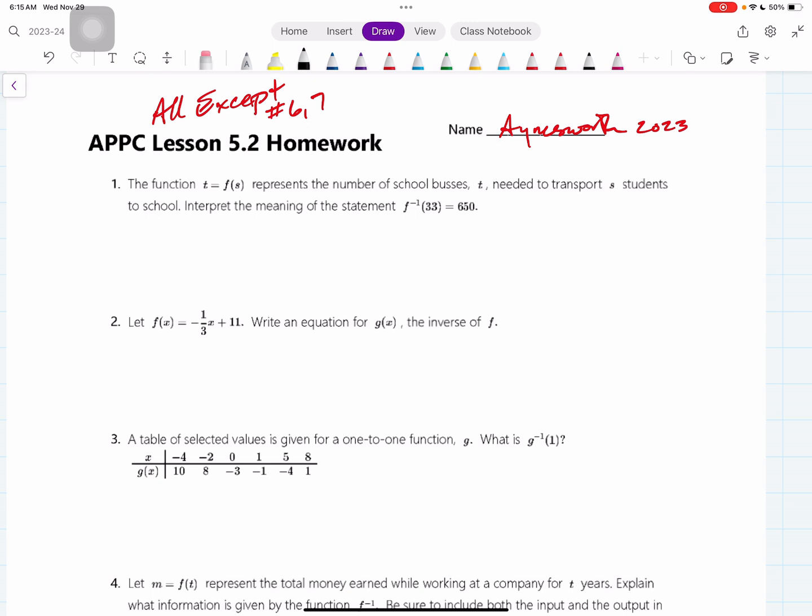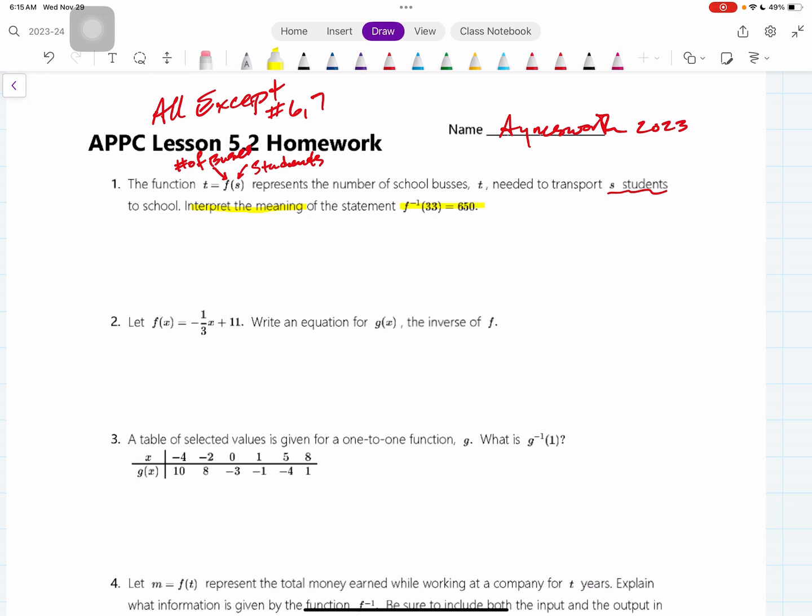The function t equals f of s represents the number of school buses t needed to transport s students. So far I know that the domain, the input, is students. So s is students because it says so right here. In the function, t, which is f of s, is the number of buses. So your function represents the number of buses. You want to make sure you understand your variables before you do any interpretation, because it says interpret the meaning of this inverse function.